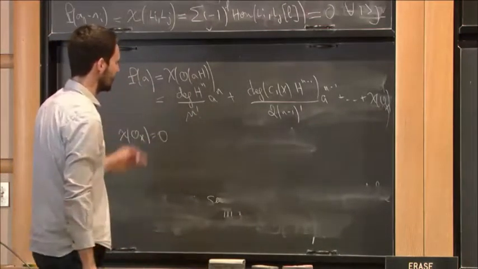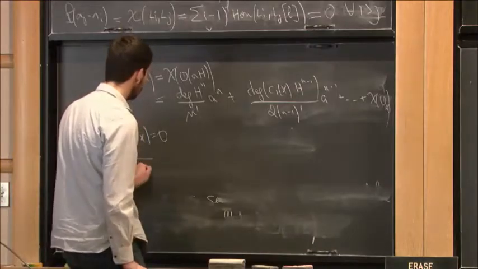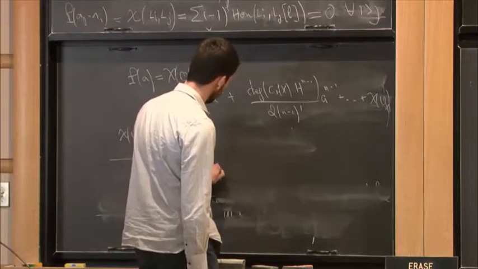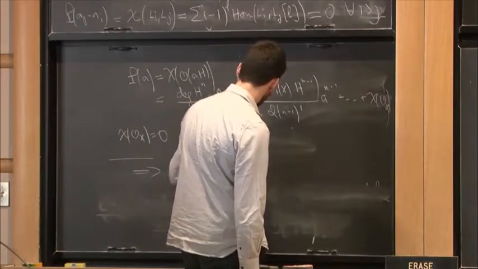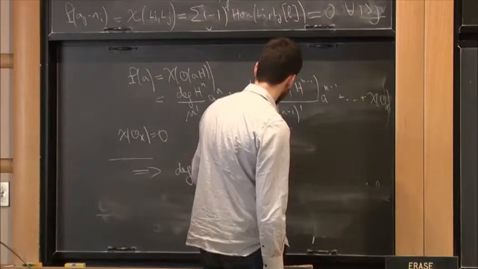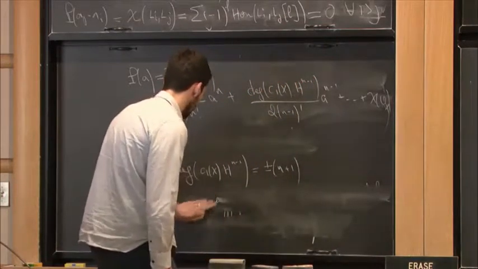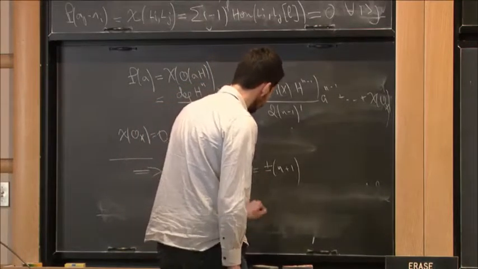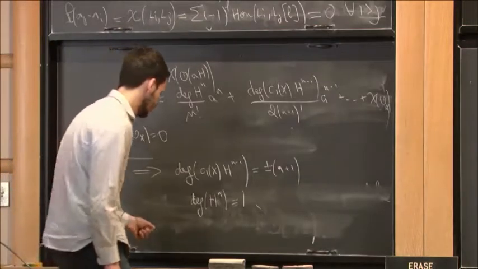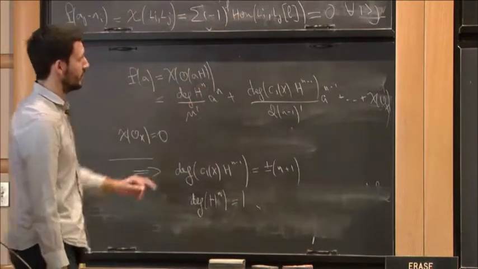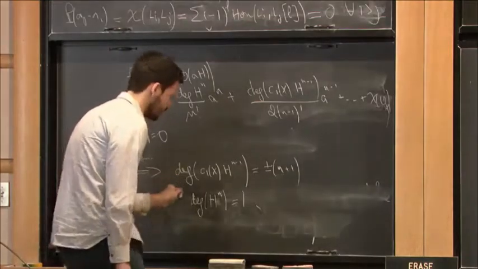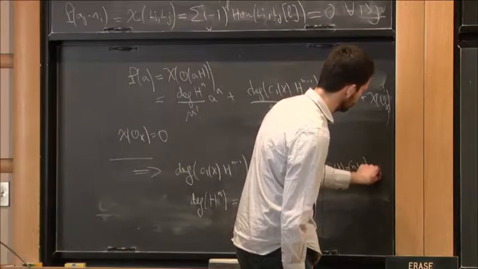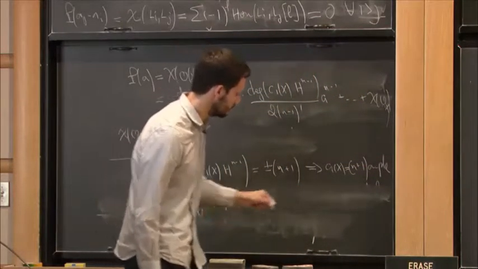And then you just plug in everything in the polynomial, and what you find is that the degree of C1(X) times H^(n-1) is plus or minus (n+1), and that the degree of H^n is 1. But then you know that Pic X is generated by H. You know that X is Fano, so this condition implies that C1 of X is n plus 1 times an ample divisor. And then there's a criterion of Kobayashi and Ochiai.